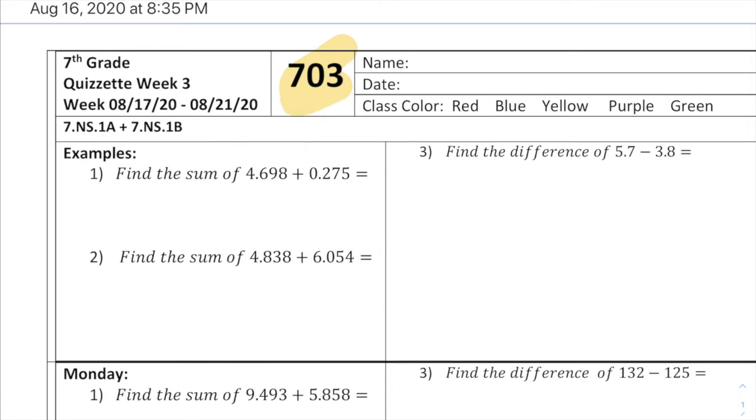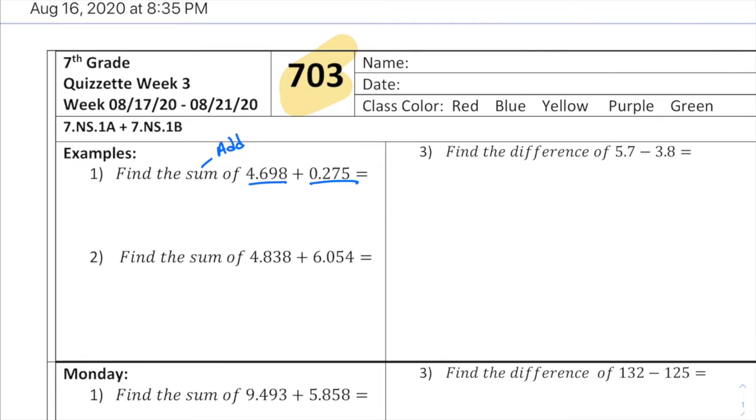So, looking at example number 1, we need to find the sum of 4.698 and 0.275. Don't let the word sum worry you. All that a sum is, is an answer to an addition problem. So if I see sum, that means add.